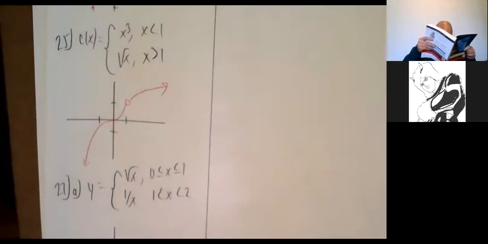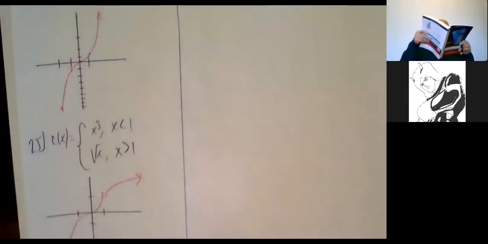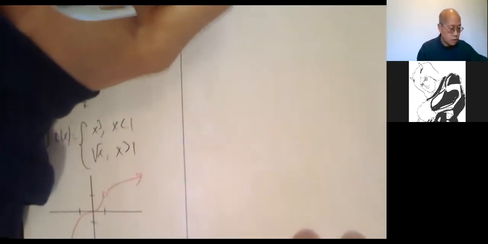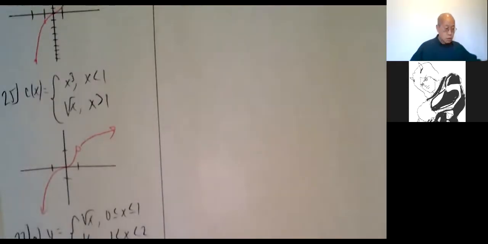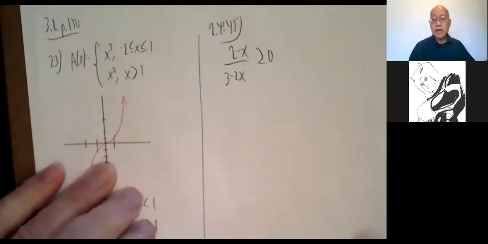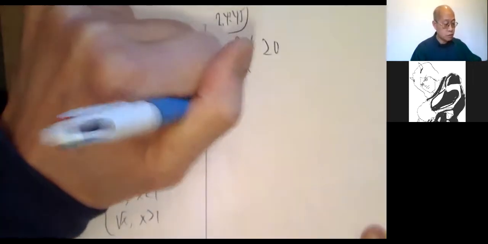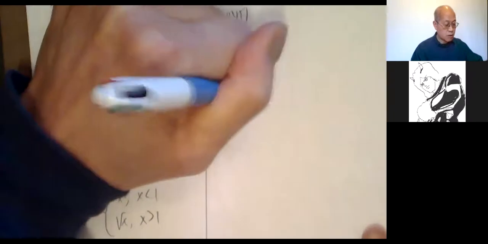2.4 number 45: (2 minus x) over (3 minus 2x) greater than or equal to 0. Now I will make the assumption that you've seen these problems, so I'm going to be going faster than I would have thought. It should not be that you're seeing this for the first time. Theoretically, you've done it. So my boundaries are x equals 2 and x equals 3 over 2.